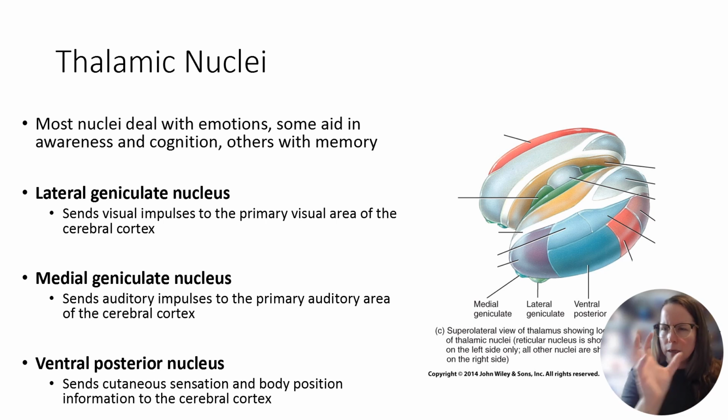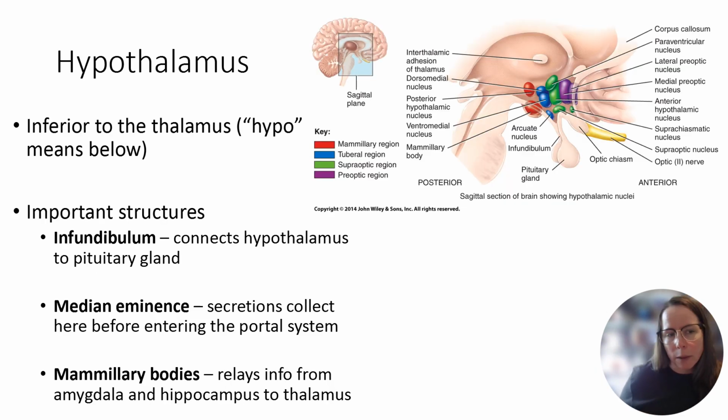Now, inferior and a little anterior to your thalamus is your hypothalamus. Again, a million nuclei. Please ignore most of these. We're only going to look at three major structures here. The first one we're going to look at is the infundibulum. So here is my thalamus, here is my hypothalamus, here's my pituitary gland. The structure that connects the pituitary gland to the hypothalamus is your infundibulum. That's how we're going to have the neurons coming down, blood vessels, etc. for hormone secretion.